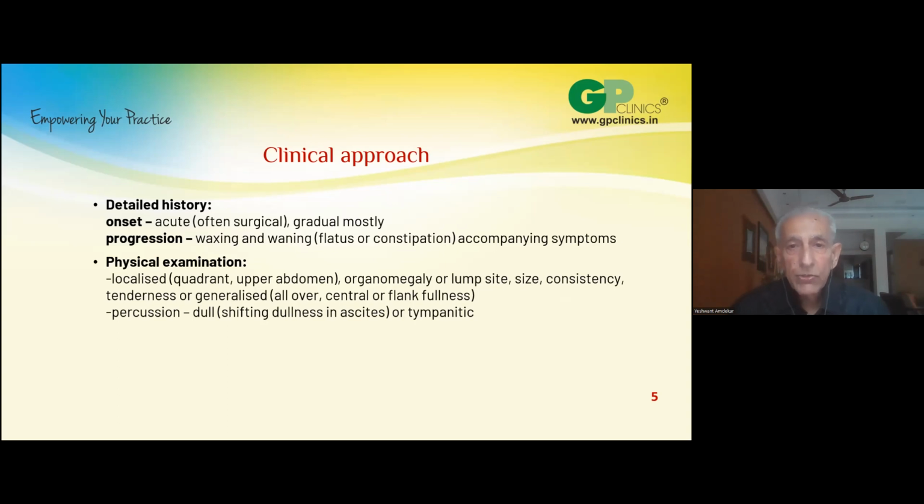Like, in a generalized abdominal distension, if the flanks are more distended than the central part of the abdomen, you are mostly dealing with ascites. On the other hand, in a generalized abdominal distension, if the central part is more prominent, then you may have a lump in the center of the abdomen. So take note: generalized, localized, in which quadrant, and even in generalized, localization within a generalized abdominal distension.